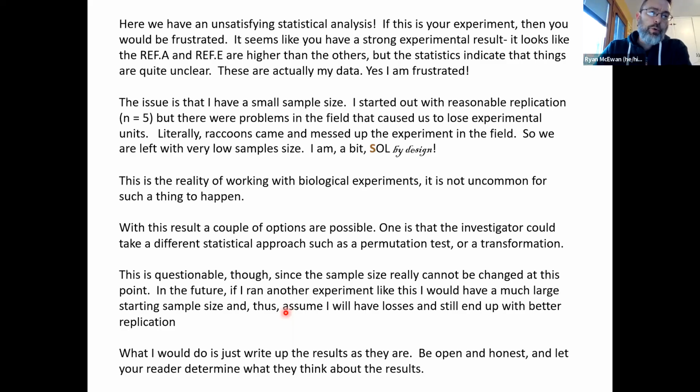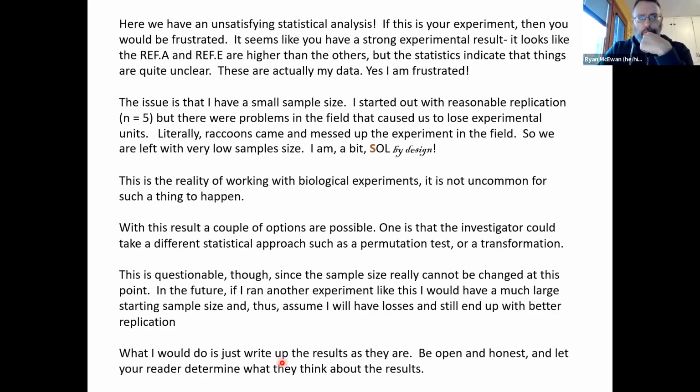If I put n equals 10 out there and I lost half, I would still be okay. Like if raccoons take away half the sample size and I'm left with n equals 5 in each treatment, okay. But I can't, now it's too late. And I'm not doing the experiment again. But yeah.